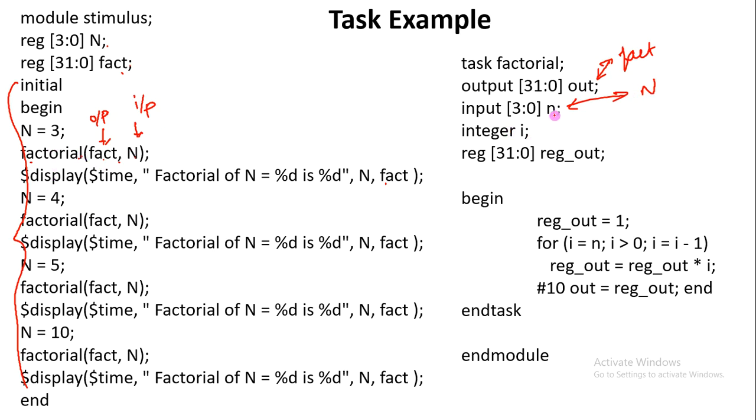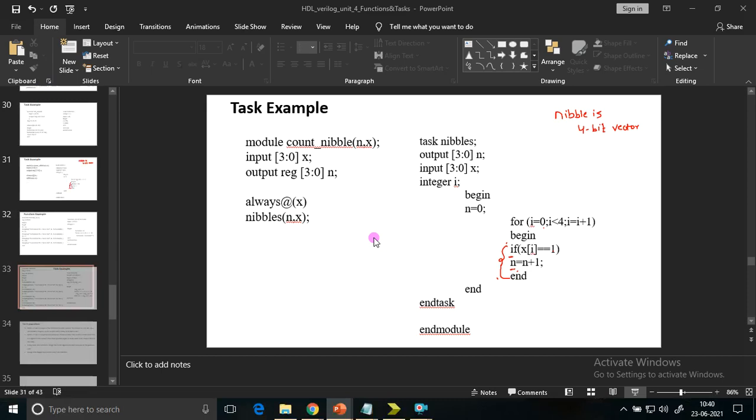So think that n is equal to 3. Integer I, same thing. Output I'll also declare as an intermediate reg out. Reg out I set to 1, like factorial equal to 1 in the previous case. Same logic, replacing factorial with reg out. After some delay, we assign out equal to reg out. If you want to keep everything the same, don't give this delay, don't have this reg_out, directly have out. That also works. So these are the two cases of functions and tasks used for the same application, finding the factorial.